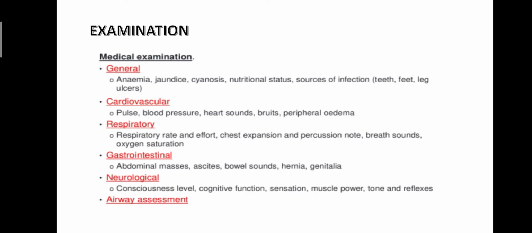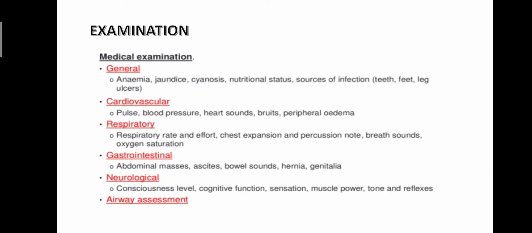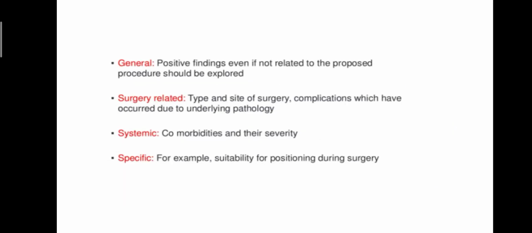So in neurological: consciousness level, cognitive function, sensation, muscle power, tone, and reflexes. In general, positive findings, even if not related to the proposed procedure, should be explored. In surgery-related: type and site of surgery, complications which have occurred due to underlying pathology. In systemic: comorbidities and their severity. And in specific: for example, suitability for positioning during surgery.